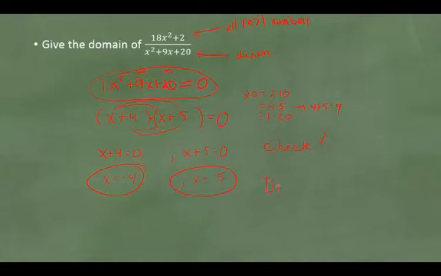So the domain is from negative infinity to negative 5, but we're not including negative 5. And then from this, U stands for union, or from negative 5 to negative 4, but not including negative 4. It's open parentheses. Or from negative 4, not including negative 4, to infinity. Any of those numbers except for negative 5 and negative 4 are part of the domain.